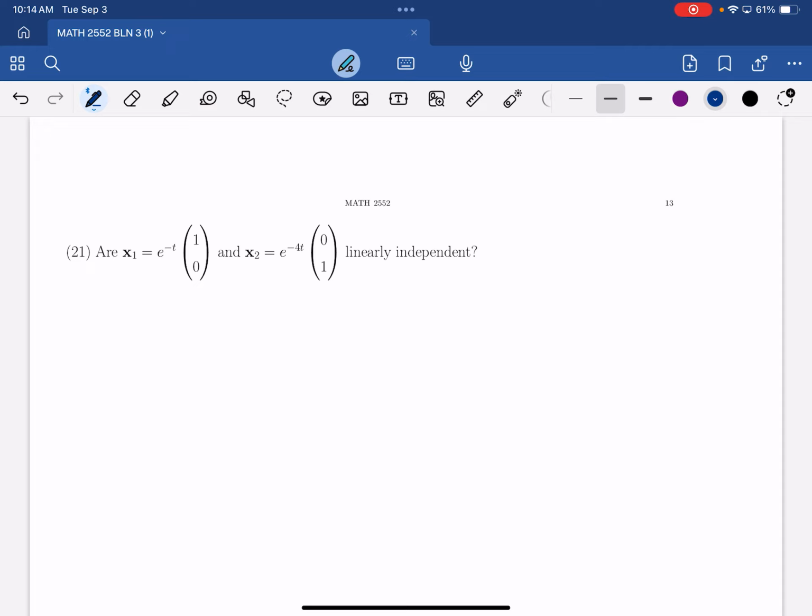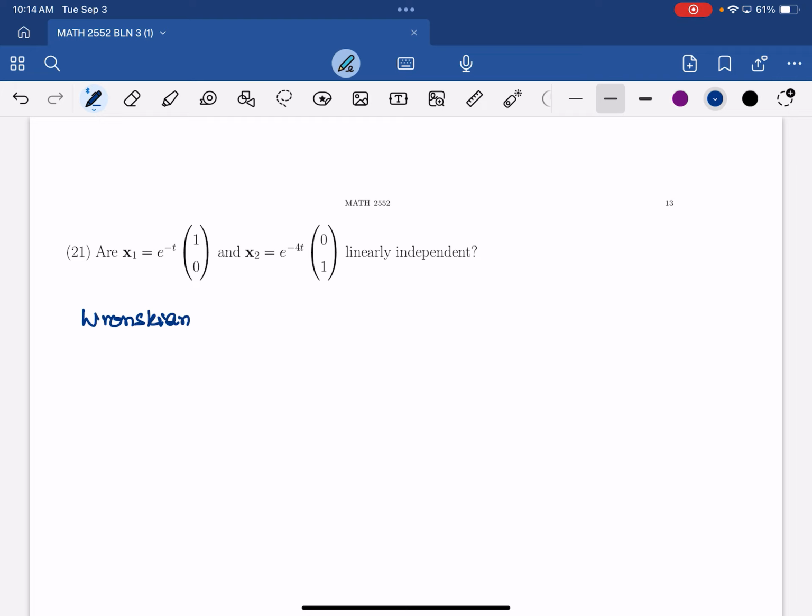Homogeneous? Has a trivial solution. That's one. What else? Non-homogeneous has a unique solution. Yes. What else? Determinant is non-zero. Yes? Very good. So the determinant of x1 and x2 is non-zero means the new name for that is Wronskian.